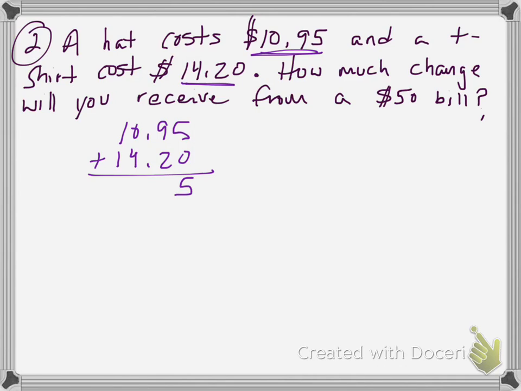5 plus 0 is 5. 9 plus 2 is 11. Put down the 1. Carry the 1. 1 plus 4 is 5. And 1 plus 1 is 2. So we spent $25.15, but that's not what the problem asks.